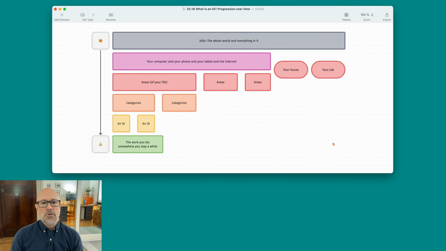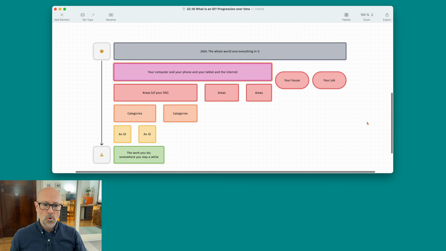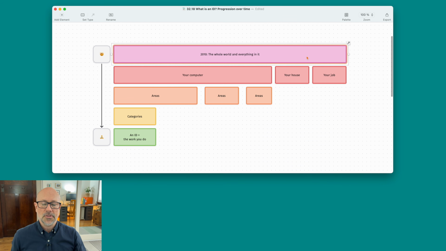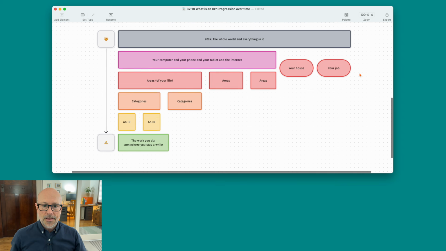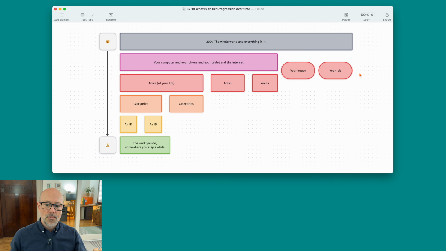Here's what I think the situation is today. The whole world and everything in it now includes your computer and your phone and your tablet and the internet. So what was the top level chaos in 2010, which was the whole world and everything in it, this scarlet chaos, I think has now, your phone and your tablet and the internet has consumed so much that it is now, to all intents and purposes, the world and everything in it.